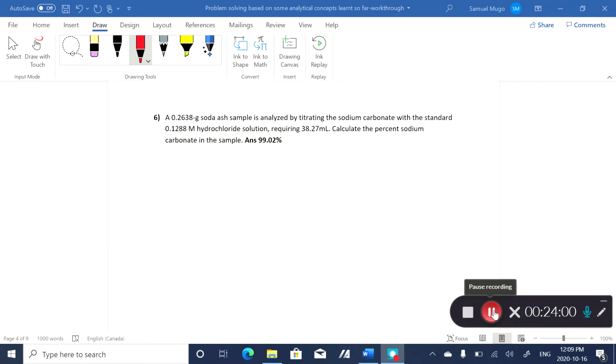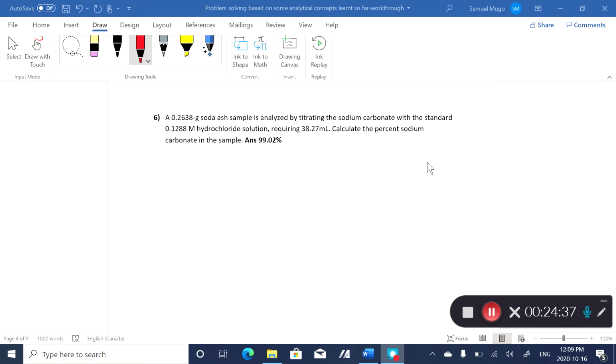So another problem here, you've been given a soda ash sample, and you're required to titrate it with HCl. So it's an acid-base titration. And the titrant, of course, here is HCl, and so you end up dispensing 38.27 to titrate everything here in the soda ash sample. So that's the equivalence volume. So the question is to calculate the percent sodium carbonate in the sample.